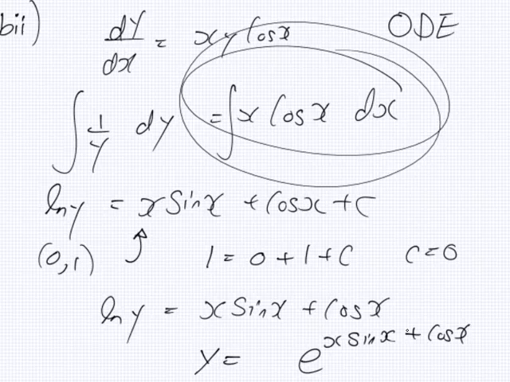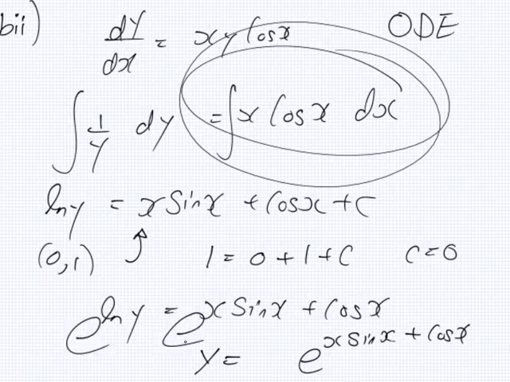Doesn't the cos x have to be down in the e? No. E power everything. E power everything. Yes? Going down. Right, next part.